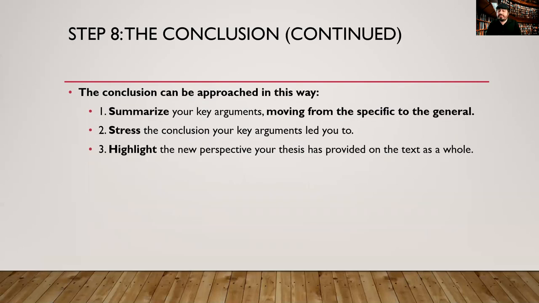And you might approach your conclusion in this way. You're going to summarize, synthesize your key arguments, moving from the specific to the general. That's one way to approach it. Like I said, with a 5-paragraph essay, the conclusion is a right side up pyramid, specific to the general. Stress your conclusion and the key arguments it led you to, and highlight the new perspective your thesis has provided on the text as a whole.